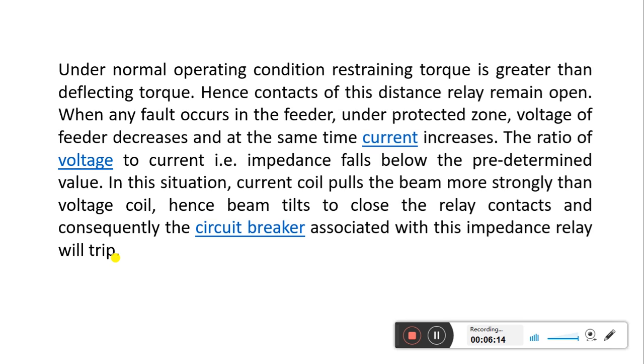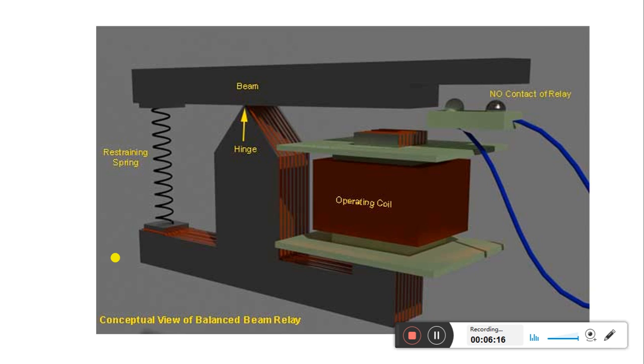For this description, the circuit diagram is shown here in this slide. This circuit, I have already discussed, shows how the distance relay will operate if there is a fault in the transmission line. I think this is clear. This is a very simple system, so it must be clear to you.